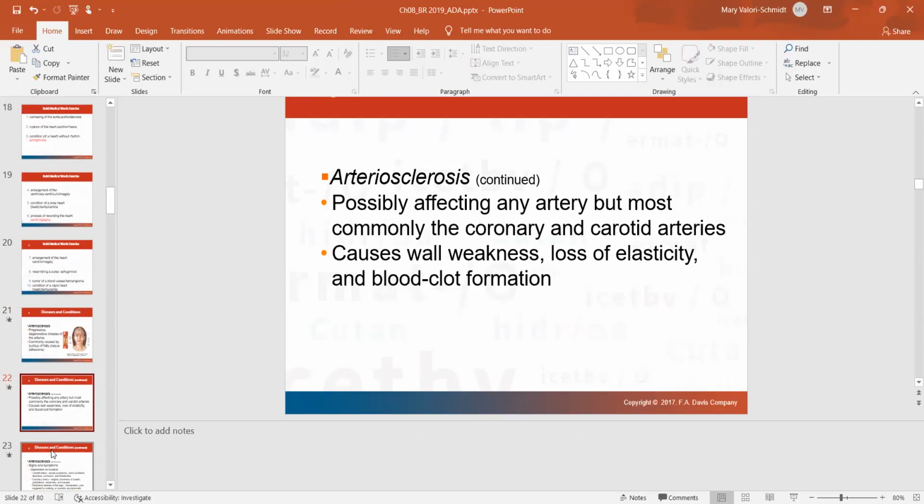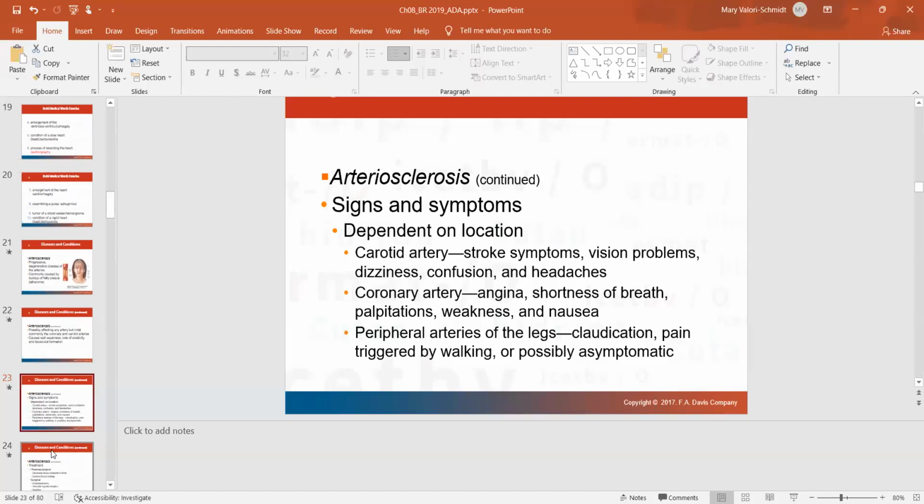Sometimes it affects the coronary arteries first or the carotid arteries. They're the two arteries that feed most of the oxygenated blood to your brain, the ones that are in your neck. And it causes basically a loss of elasticity of the artery. Sometimes blood clots can form, and if they form, they can move. And if they move, that's bad. They can cause a stroke or a heart attack. And basically, it's a very dangerous condition.